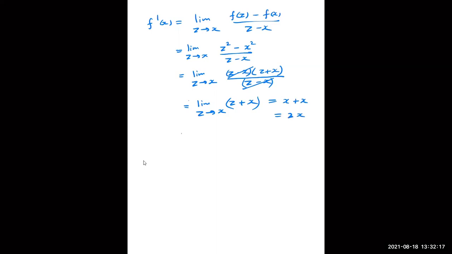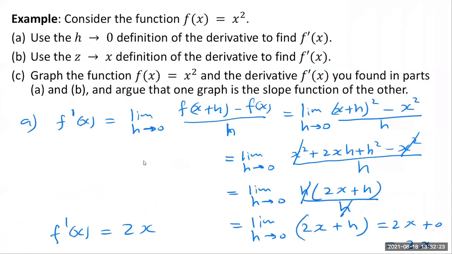Notice that in this case, f prime of x is equal to 2x. In the previous case also, we got the same answer. Remember, no matter what definition you use, you should come up with the same answer. All right, what is the next part? Graph the function f of x is equal to x squared and the derivative f prime of x you found in parts A and B.